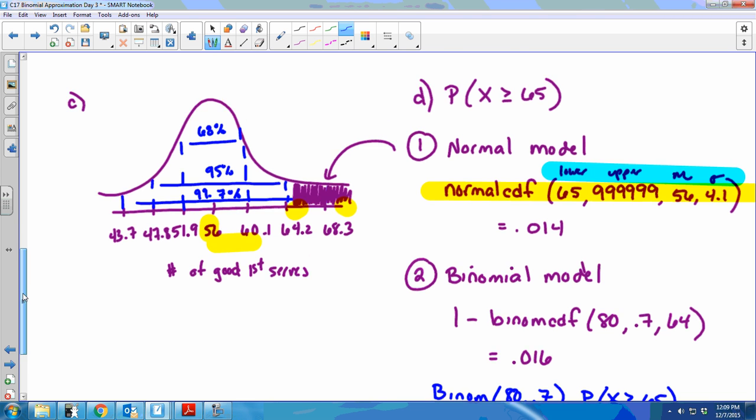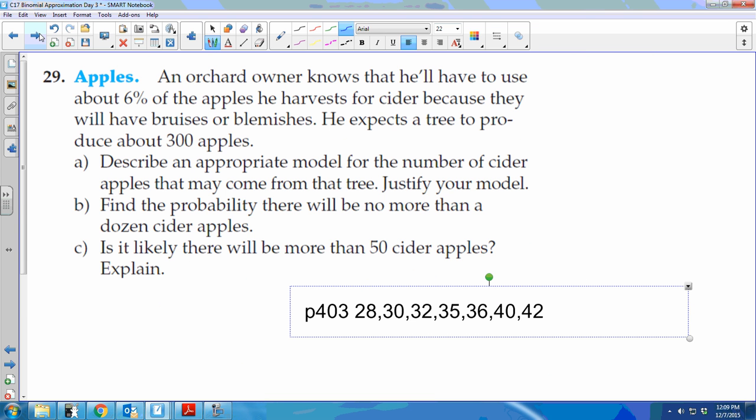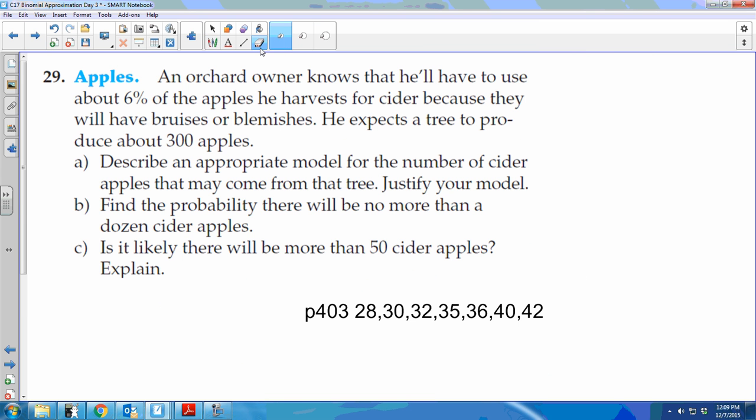So if you were going to do this question with normal, you have to check success, failure. You need to draw a picture probably or something so you can calculate the probability. All right? Questions for me? Do you want to do any more examples, or are you good? Okay. This is your homework down here.